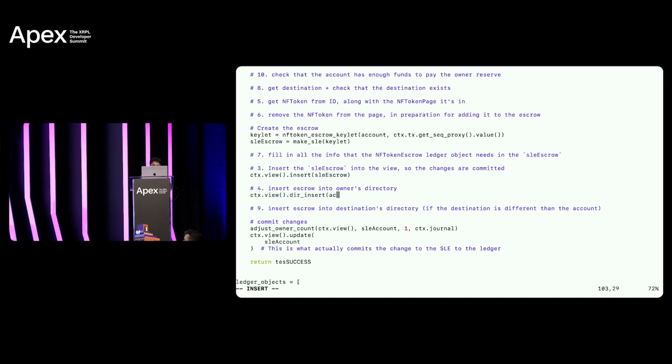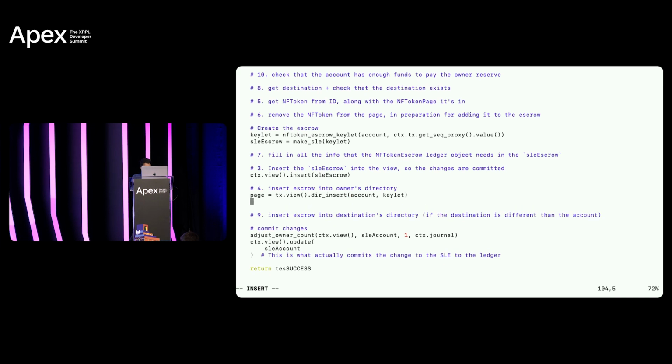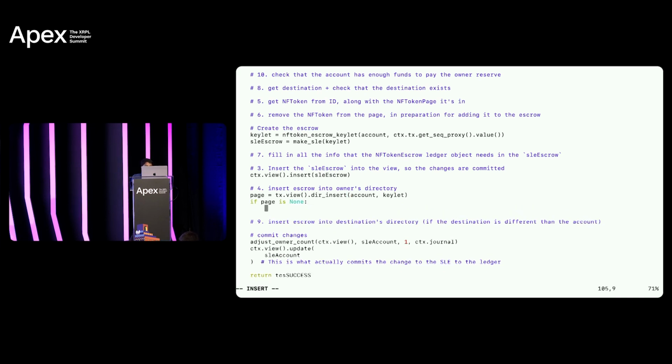ctx.view.dir/insert, and you just pass in your account and the key, which is the keylet, the ID of your ledger object, and you get the directory page as a result. You want to make sure that that actually returns something. Because if not, then the account has too many ledger objects and can't create any more.